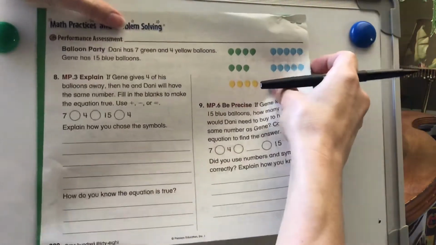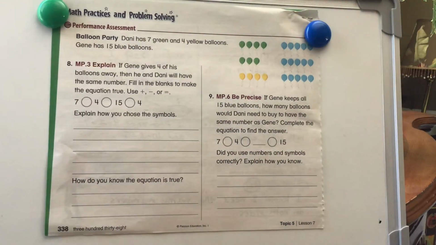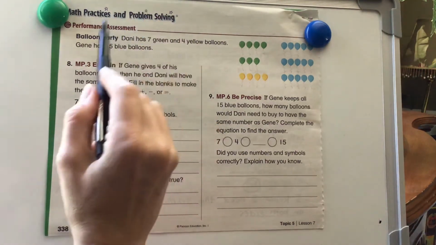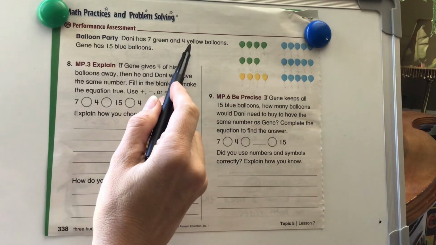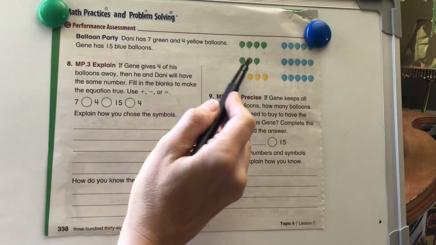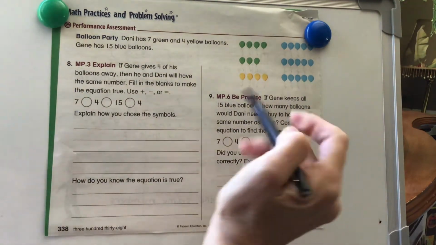I just don't want the video to be 30 minutes long if I wait and pause, so be sure to do that at home. Okay, let's go through and take a look at this. This is getting us ready for our performance assessment. Okay, it's a balloon party. Danny has 7 green and 4 yellow balloons. So we know this is Danny here, green and yellow. Jean has 15 balloons. So here's Jean's 15 balloons.